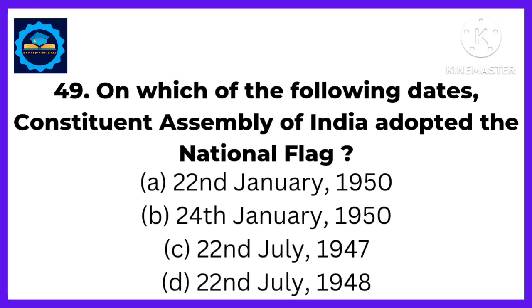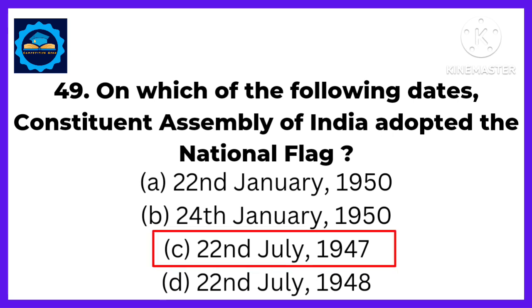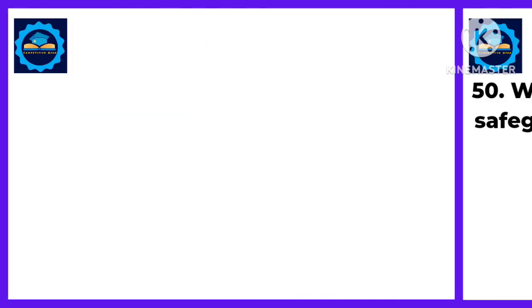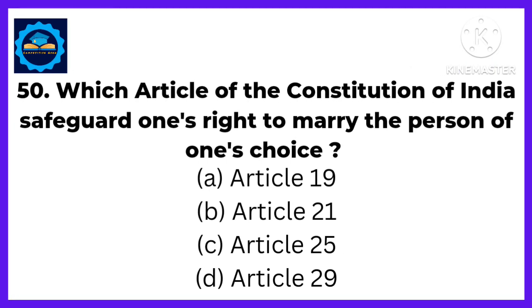Next, on which of the following dates did the Constituent Assembly of India adopt the national flag? Answer: On 22nd July 1947. Next, which article of the Constitution of India safeguards one's right to marry the person of one's choice? Answer: Article 21.